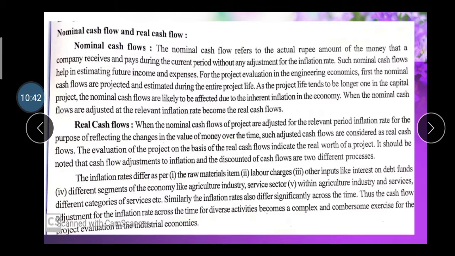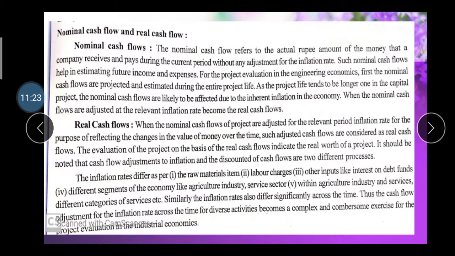Such nominal cash flow helps in estimating future income and expense. For project evaluation in engineering economics, first nominal cash flows are projected and estimated during the entire project life. As the project life tends to be longer in capital projects, the nominal cash flows are likely to be affected by the inherent inflation in the economy. When the nominal cash flows are adjusted at the relevant inflation rate they become real cash flow, કે જ્યારે આપણે ઇન્ફ્લેશન રેટ સાથે એને મલ્ટીપ્લાય કરી દઈએ છીએ પછી જે આપણને કેશ ફ્લો મળે છે રિયલ કેશ ફ્લો મળે છે. ઇન્ફ્લેશન રેટ એડજસ્ટ કર્યા પહેલાં જે પણ કેશ ફ્લો મળે છે એને નોમિનલ કેશ ફ્લો કહેવાય છે.